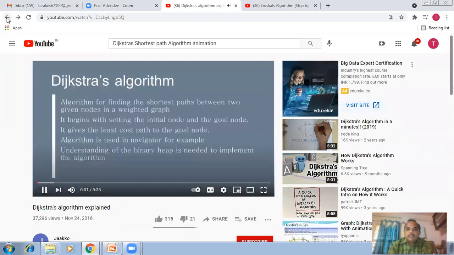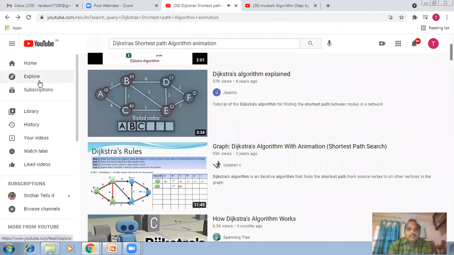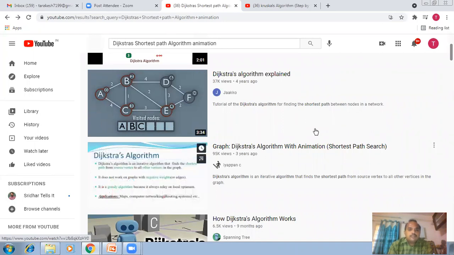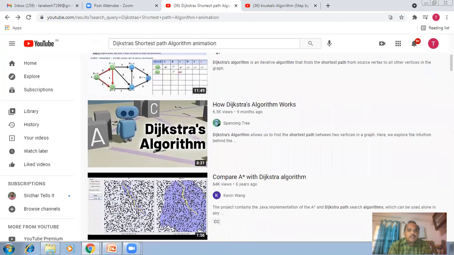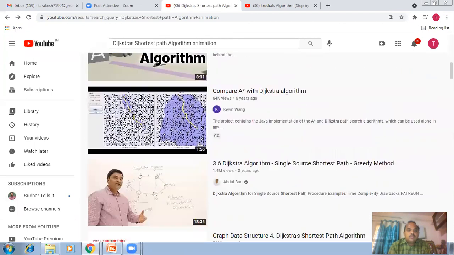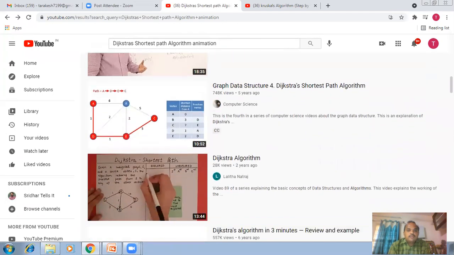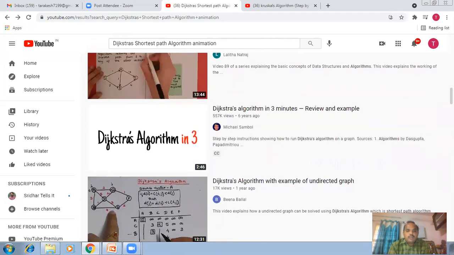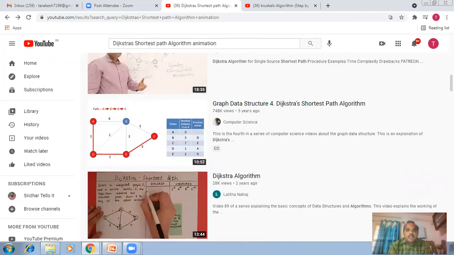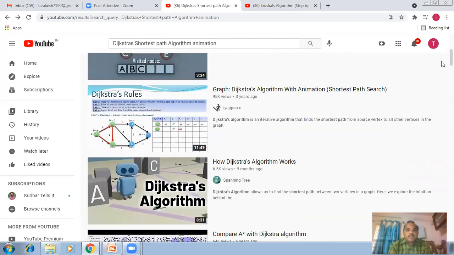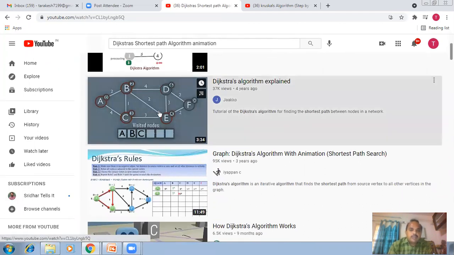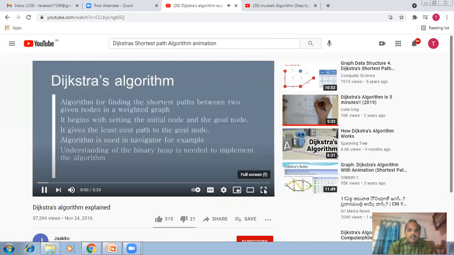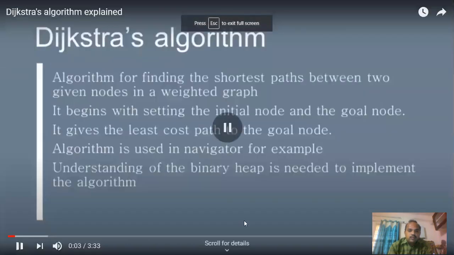Dijkstra's algorithm is an algorithm. Next, one more example. I will show you. Okay, understood, all of you. So this is Dijkstra's algorithm. This is used to find the shortest path of the graph. Dijkstra's algorithm is an algorithm for finding the shortest path.